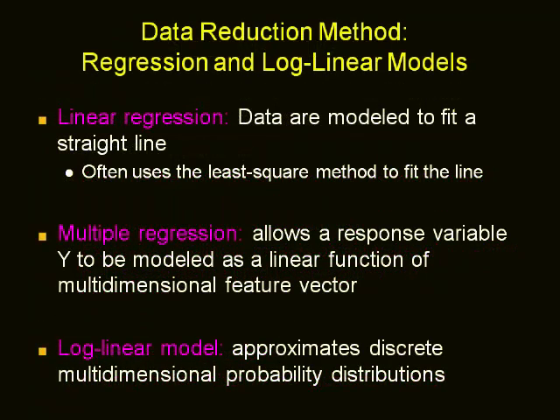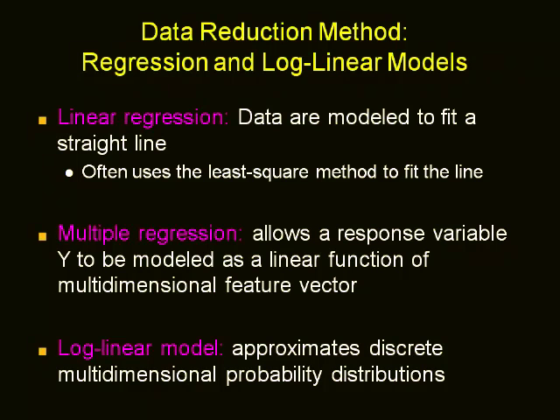Log linear models are an example of a parametric method. It obtains a value at a point in an m-dimensional space as the product of the appropriate marginal subspaces. Whereas in the case of non-parametric methods, we do not use any models, but we use histograms, clustering and sampling to store the reduced representation of the data.